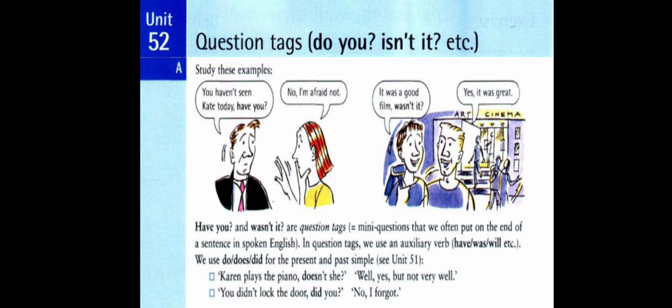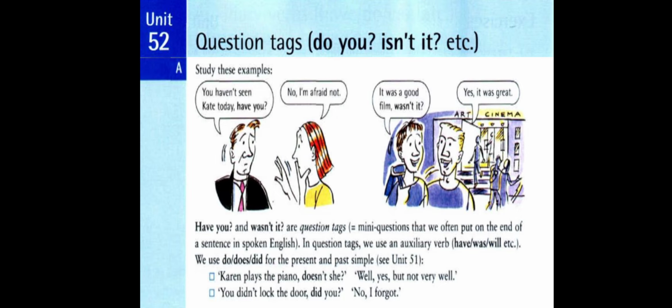The other example: it was a good film. And here was is an auxiliary verb in the statement and it is positive, so the question tag must be negative. So we say wasn't it. At the end, we put a comma, then comes the question tag wasn't it. And the answer comes from the other person: Yes, it was great.